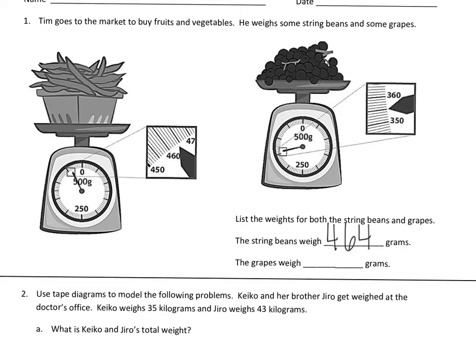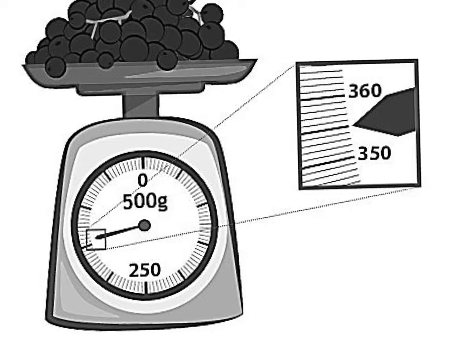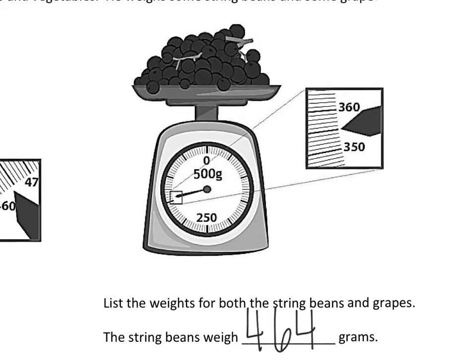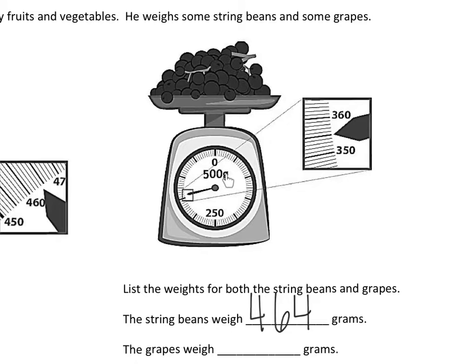Okay, so the grapes, same thing. We're looking at a blown up version of our scale. So see this square right here? That's showing you this square right here. Alright, so 350 to 360 looks the same. 5 and then our 10. So my line's pointing right here, my arrow on this line. So 350, 355, 360. So this line right here is 355. So the grapes weigh 355 grams because my label is grams.